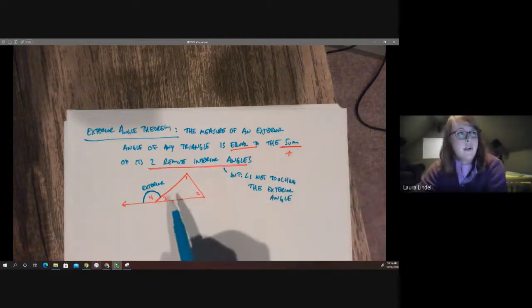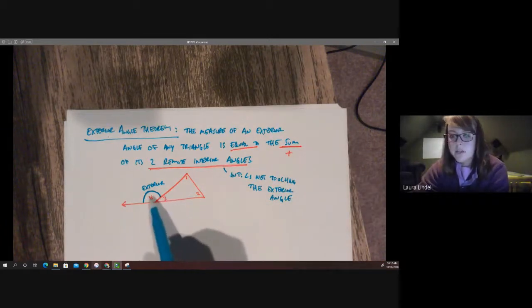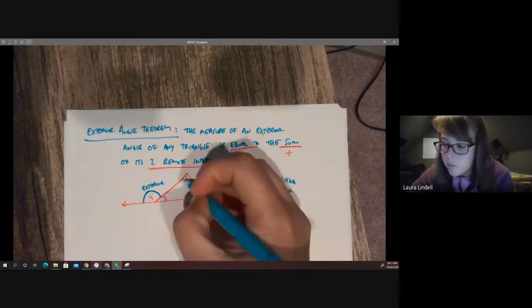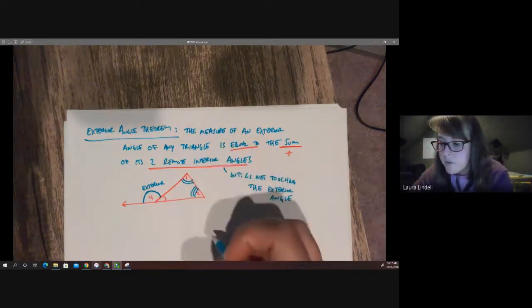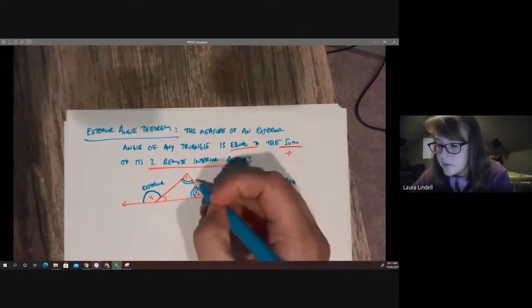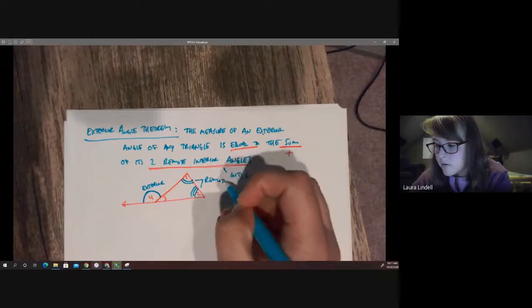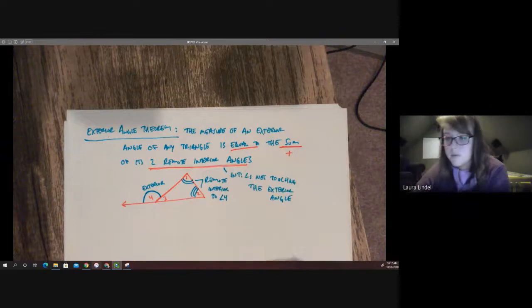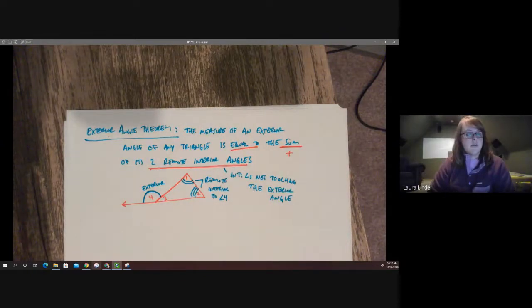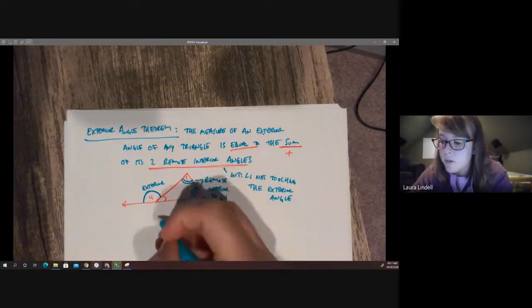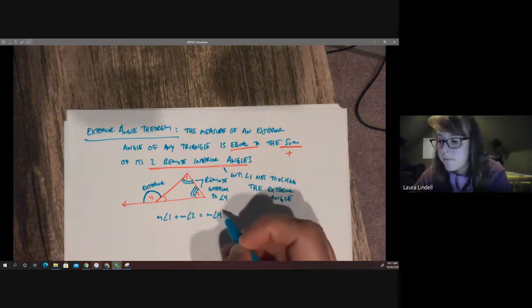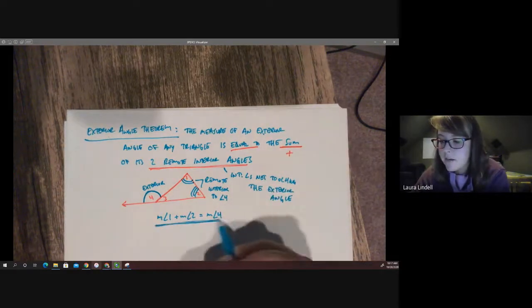So notice how angle 3 is an interior angle, but it's touching angle 4, the exterior angle. So we want the sum of the two that are not touching angle 4. So angle 1 and angle 2 would be the two remote interior angles to angle 4. So what this is saying is that the measure of angle 1 plus the measure of angle 2 is equal to the measure of angle 4. That's what this is getting at.